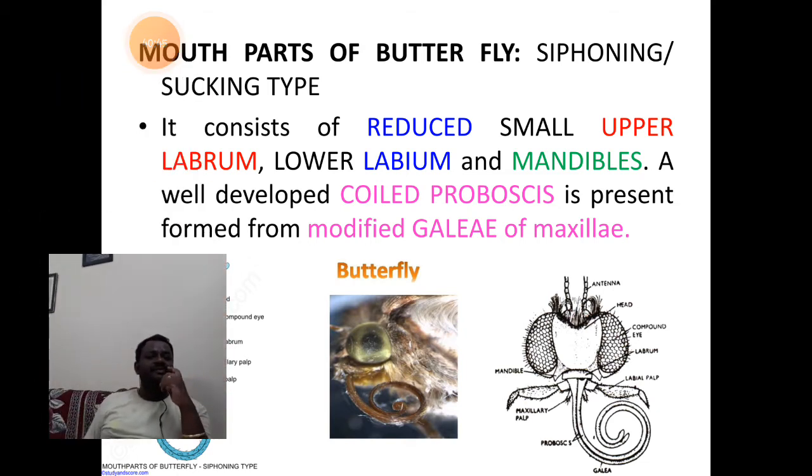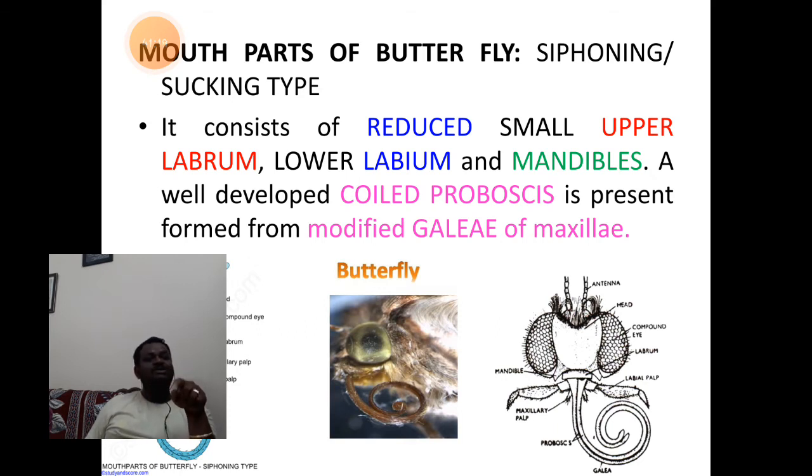when you look here, the structure of labium and the structure of mandibles, these 3 parts are present, but they are very much reduced. But they have a very well developed proboscis to suck the nectar of flowers. So how is this proboscis formed? It is formed from the maxilla part.